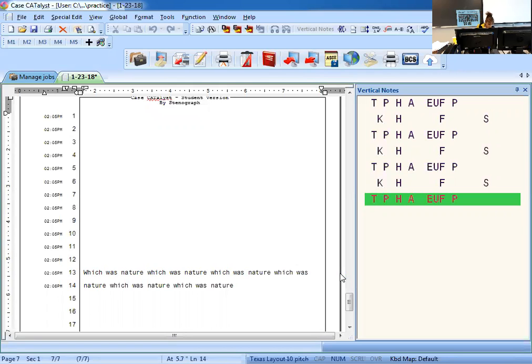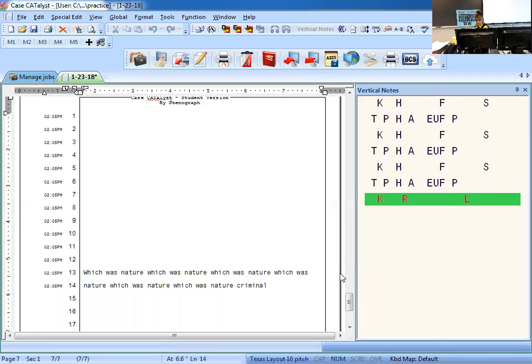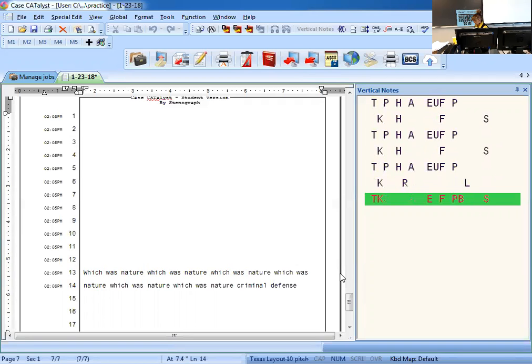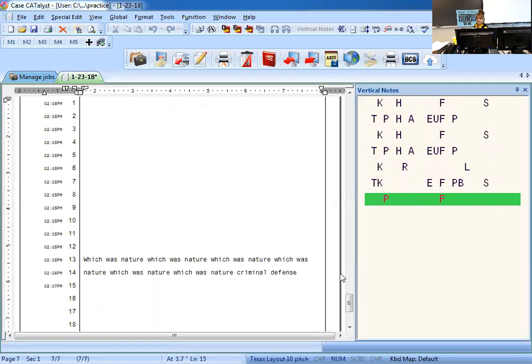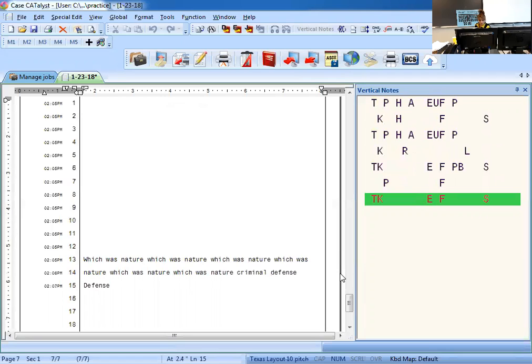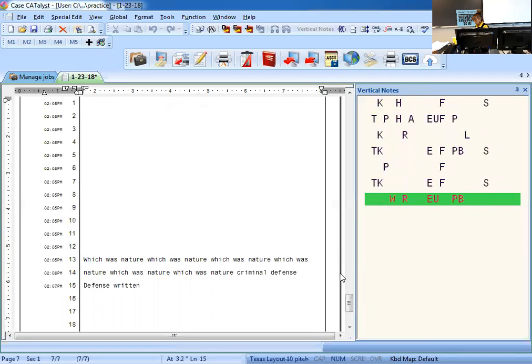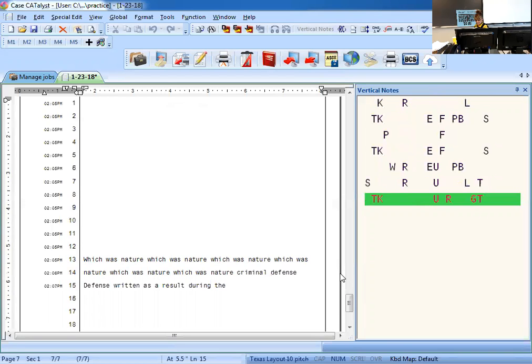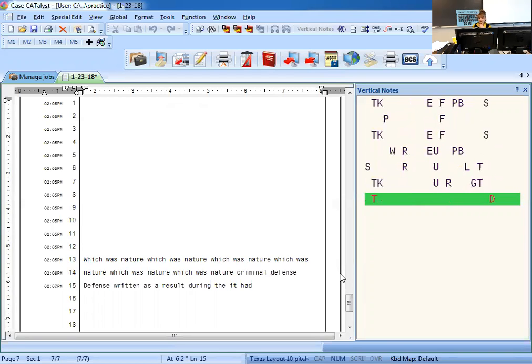That's fine. And then we've got the next, 172, the briefs at the bottom of the page. Make your flashcards. You've got criminal is KRL. Defense, DEFNS. I think you could also write defense, DEFS. That's easier to stroke, so I would pick that up. Written is WRIN. As a result, during the, it had TV. Okay? So make sure you write those five times perfect, the whole group.